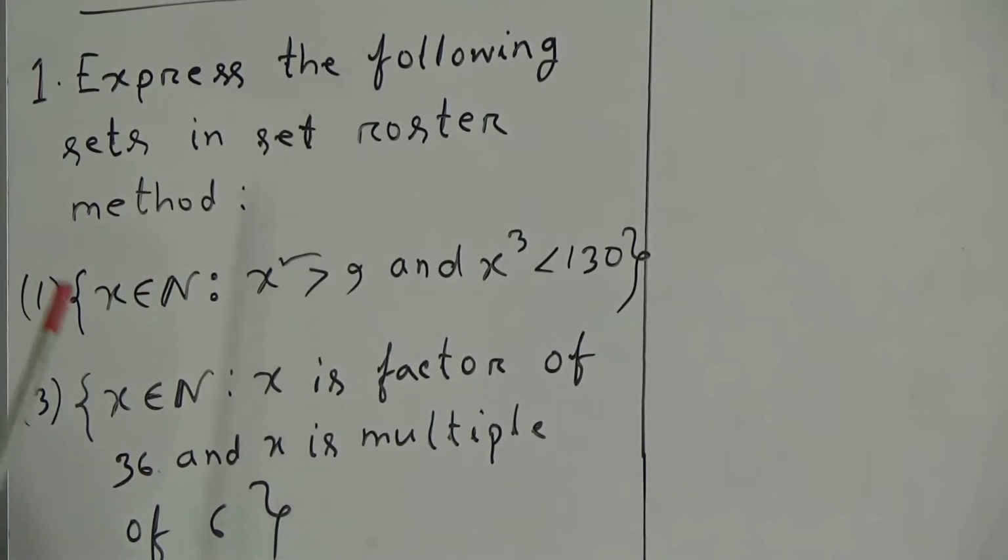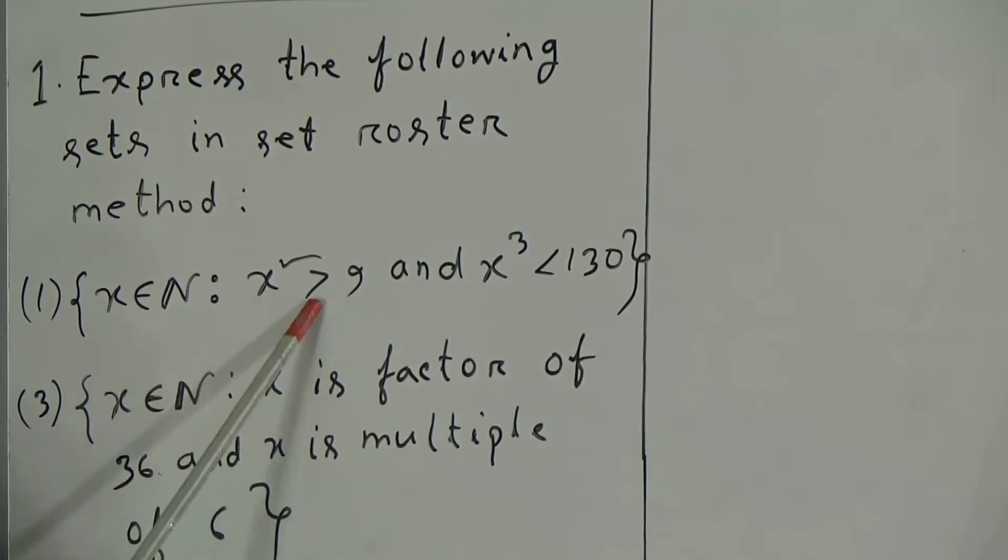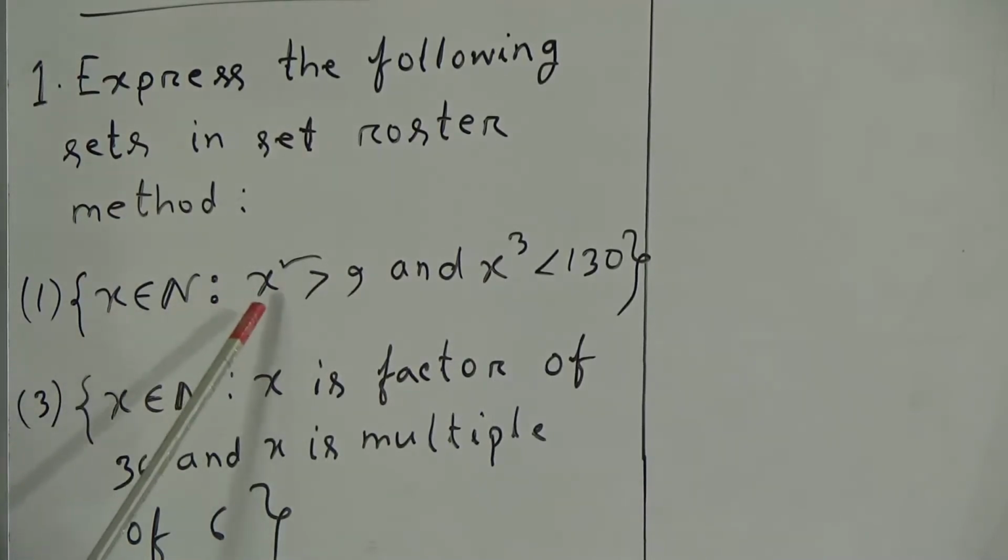Okay. At first, here the given set is x belongs to N such that x square greater than 9 and x cube less than 130. We have to convert this set into roster method.